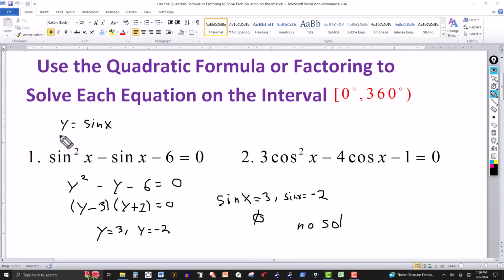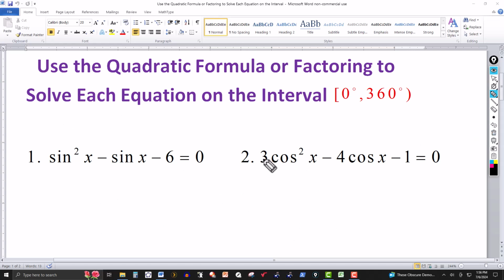And I didn't really have to make this substitution. I could just factor this out and say, okay, this factor is going to be sine of x minus 3, sine of x plus 2, and done the same thing. Set the factors equal to 0, and I get no solution. So the first one has no real solution.